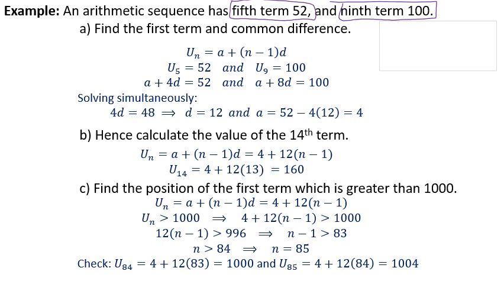You can even verify this for yourself. If you try putting 84 into the formula for the nth term, it comes out as exactly 1000, which is not greater than 1000. Whereas if you put the next one in, it comes out as a number slightly higher.